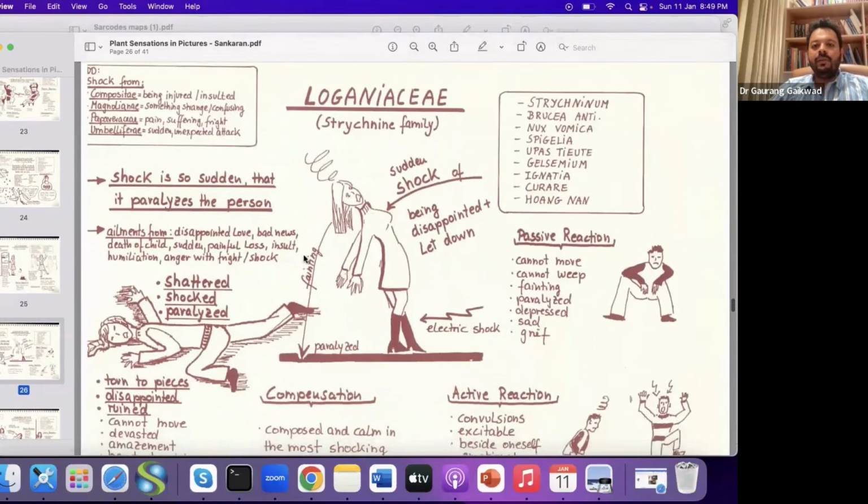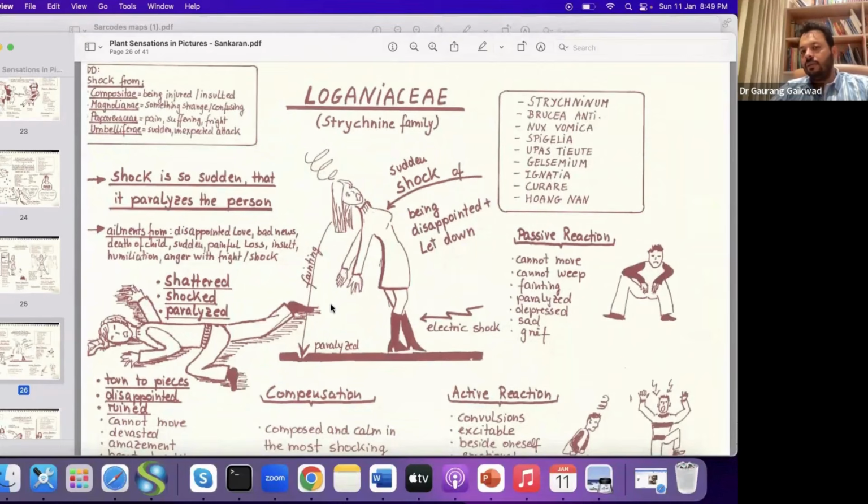Yes, you can see this about the Ignatia family, that is the Loganiaceae family, which has not only Ignatia, it has Spigelia, Nux vomica, Strychninum, Gelsemium. These are all remedies which belong to the strychnine family or Loganiaceae family. And what is the main pattern of this family? The main pattern is of an emotional shock, a sudden shock, grief affecting the body.